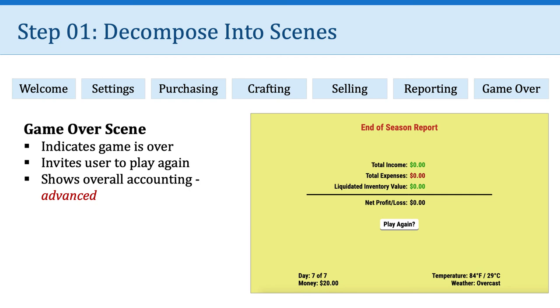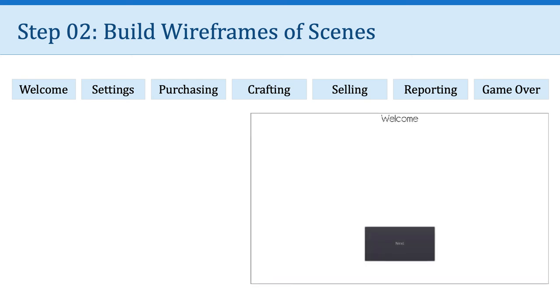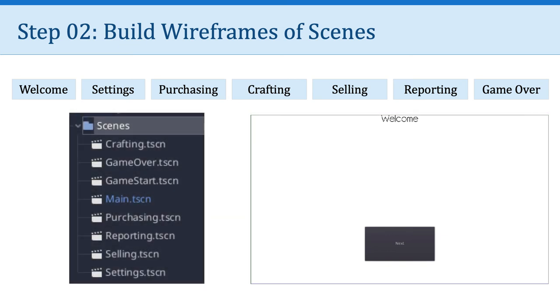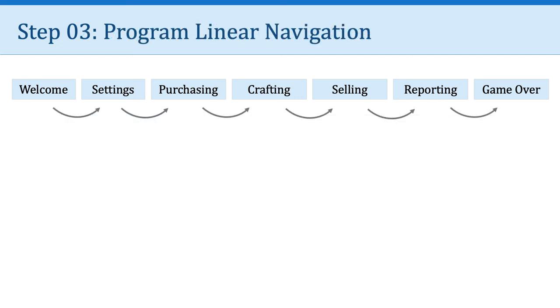So after decomposing lemonade stand into scenes, we could actually begin by building wireframes of these scenes. And what do I mean by wireframes? Well, just really basic mockups with placeholder graphics and buttons and text of all of the different scenes that you would need. And so you can see those scenes listed here. I have a welcome screen, a crafting scene, a game over scene, a game start scene, and so forth. You could name those anything you wanted. Next up would be programming the linear navigation from one scene to the next. So how does the player get from the welcome to the setting scene, from the setting scene to the purchasing scene, and so on and so forth?